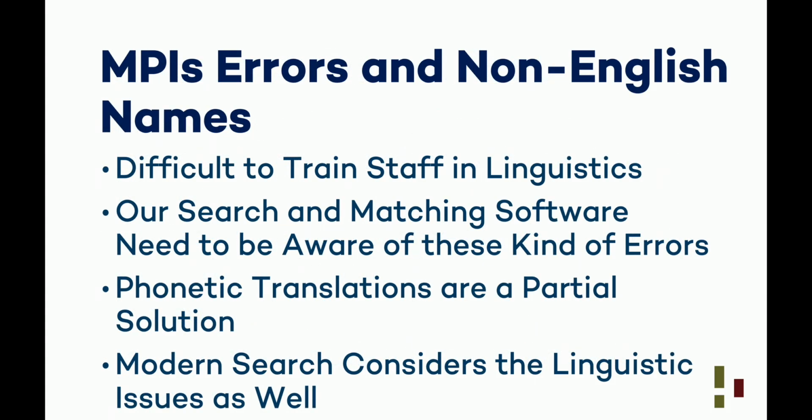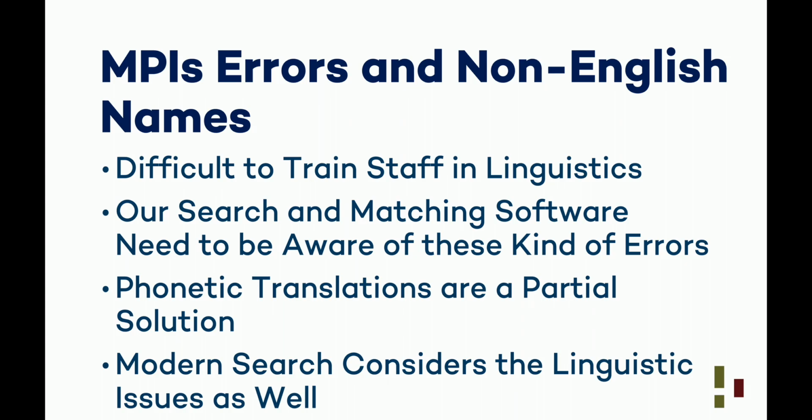We cannot expect our staff to be linguistic experts, so our search and matching software should be aware of these kinds of linguistic issues, these errors. Now, phonetic translations are a partial solution, and many systems have those today, but they don't consider the full linguistic issue. And that's where modern search comes in, and just like internet search, understands a lot more of the context and can infer what the user intended potentially, or what the data potentially should be when trying to find matches and search results.